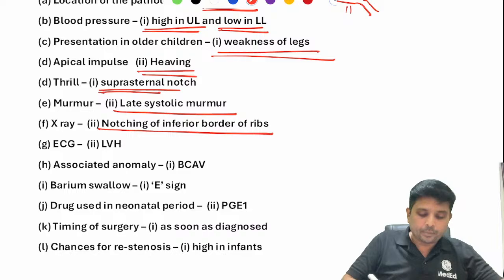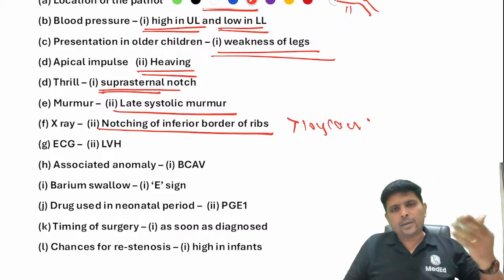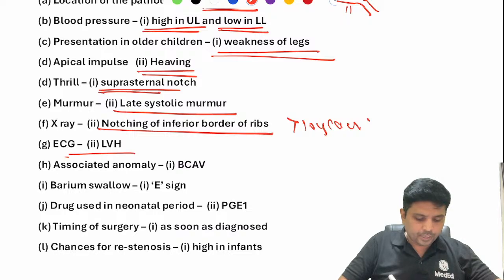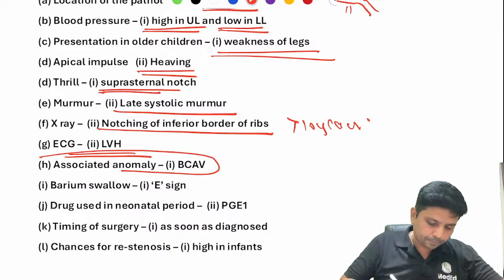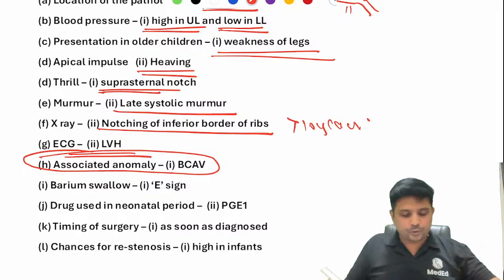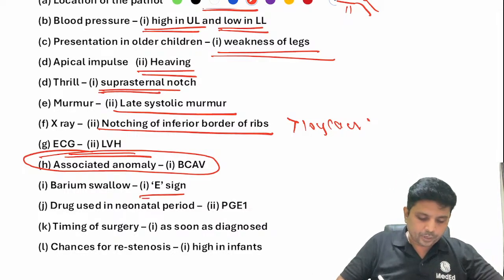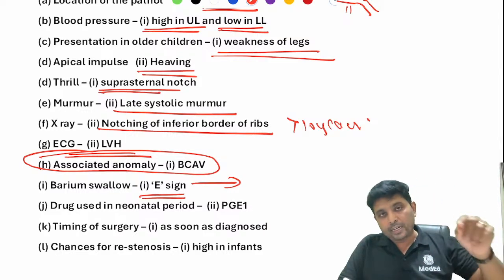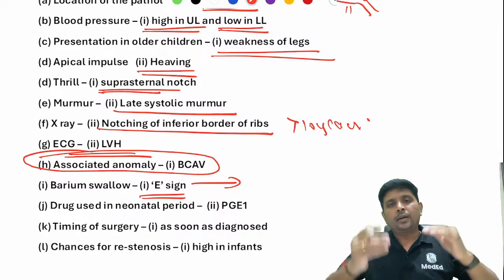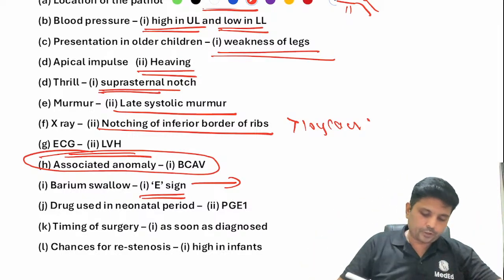Notching of the inferior border of the rib usually occurs by about 10 years. Because of the forward obstruction, you will get left ventricular hypertrophy. And remember, very, very important: the most common associated anomaly is bicuspid aortic valve. Barium swallow reveals the E sign because of the pre-stenotic and post-stenotic dilatation of the aorta over the esophagus.